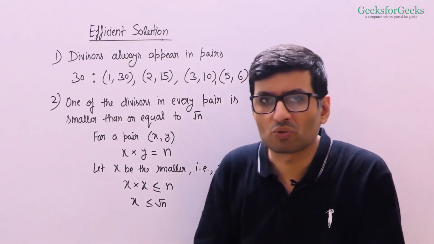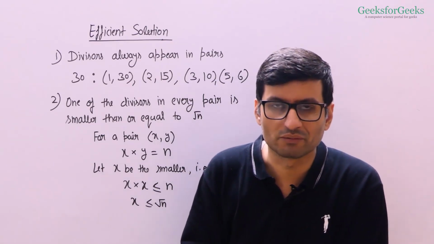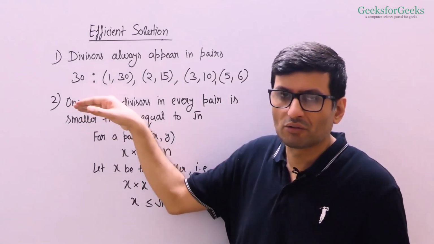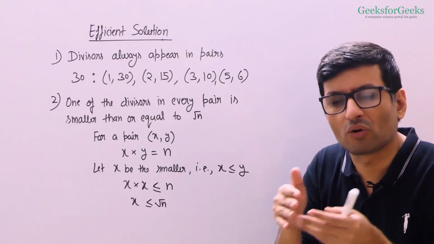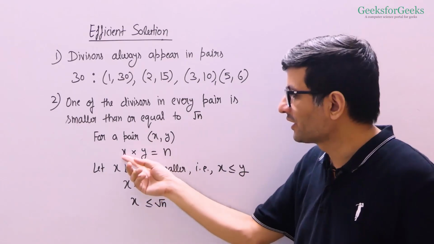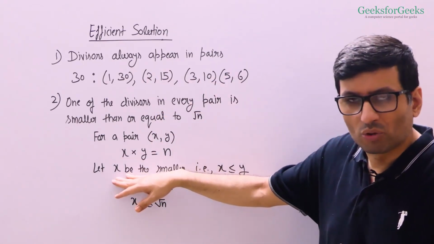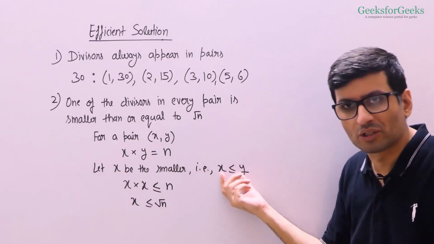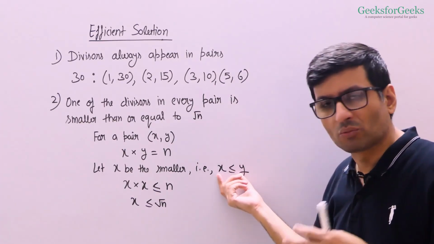See, when you have perfect squares like 25, then you have a pair where you have the same number repeating 2 times, right? But you still have a pair. Now, one more interesting thing about these pairs is one of the divisors in the pair should be smaller than or equal to square root of n. And how is this true? See, you have a pair x, y and x into y is n, right? And let x be the smaller of the two. In case of perfect squares, you may have equal values as well. So let x be smaller than or equal to y.